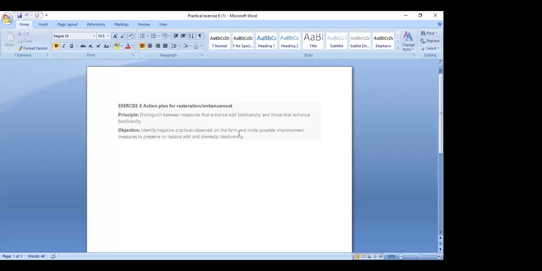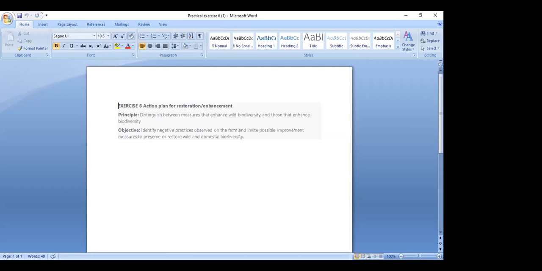All right, good. So we are supposed to do exercise 6, action plan for restoration and enhancement. We discussed the layout that promotes biodiversity. The principle is distinguishing between the measures that enhance wild biodiversity and those that enhance domestic biodiversity. So the objective is to identify negative practices observed on the farm and propose possible improvement measures to preserve or restore wild and domestic biodiversity. Let me be a little clearer.